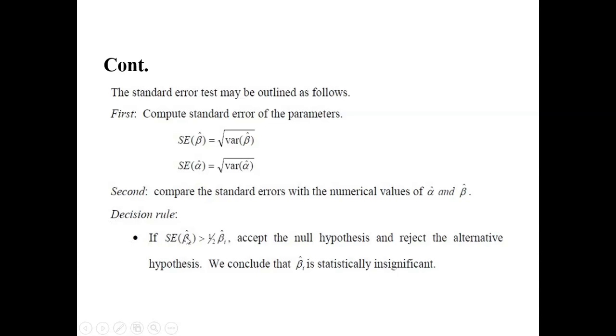If the standard error of beta hat is greater than half of beta hat, accept the null hypothesis and reject the alternative hypothesis. We conclude that beta is statistically insignificant. So the null hypothesis is accepted and the alternative hypothesis is rejected; beta hat is statistically insignificant.